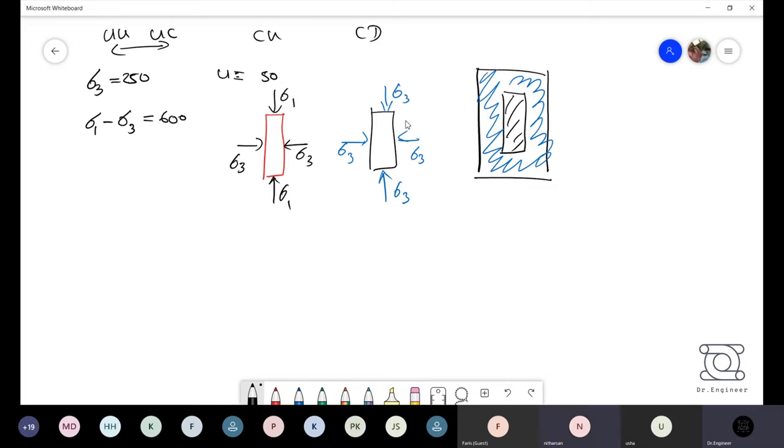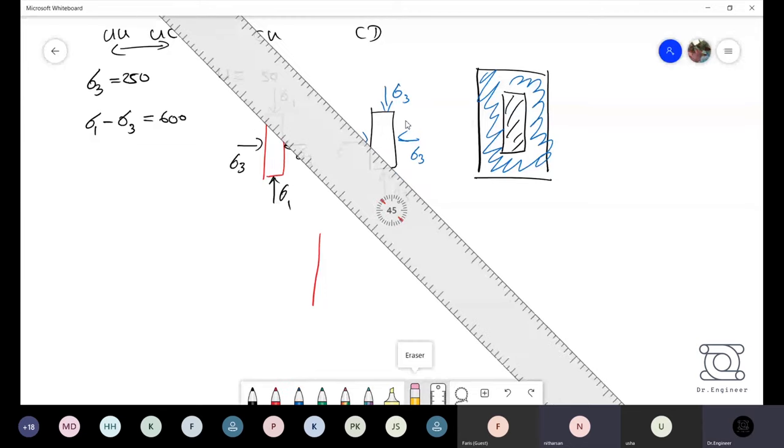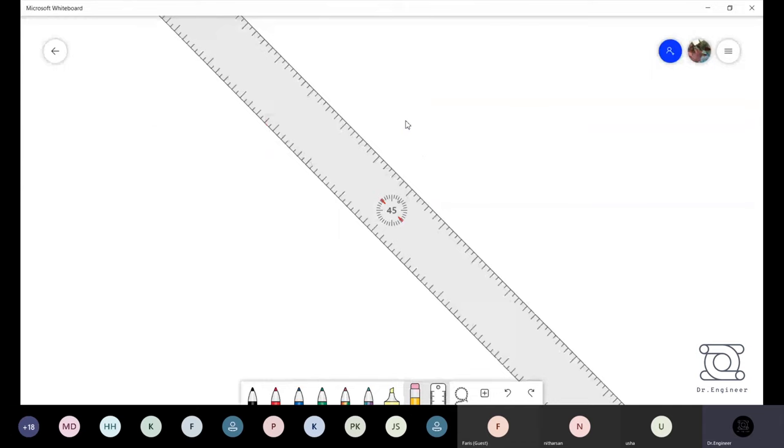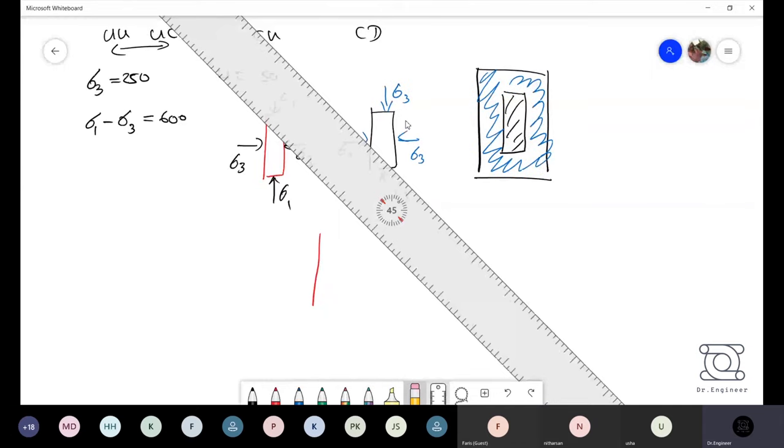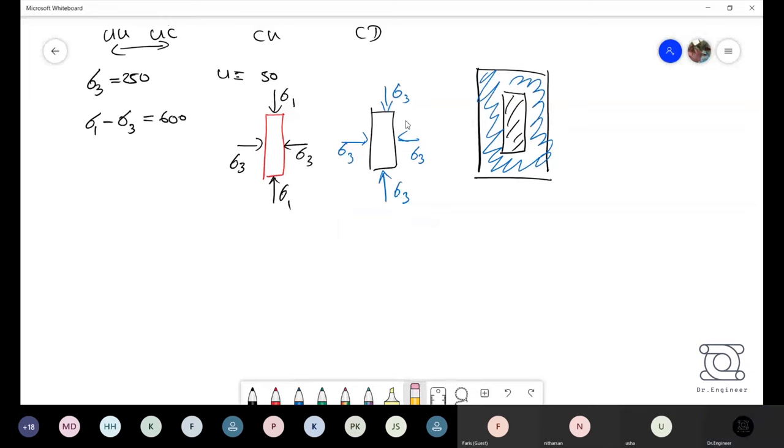So sigma 1 is the top. You would be applying some load to the sample. The load we are applying is sigma axial, the axial load. But that is not sigma 1, right?